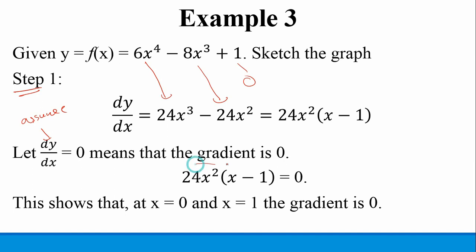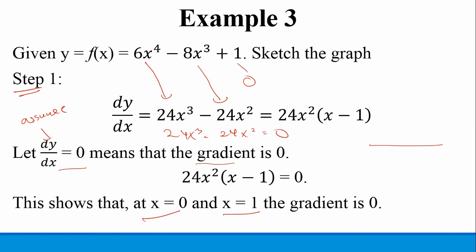You want to find where the gradient is horizontal. So just use the calculator: 24x to the power of 3 minus 24x squared equal to 0. When you set it equal to 0 and use the calculator, you get x equal to 0 and x equal to 1. You get these 2 points.